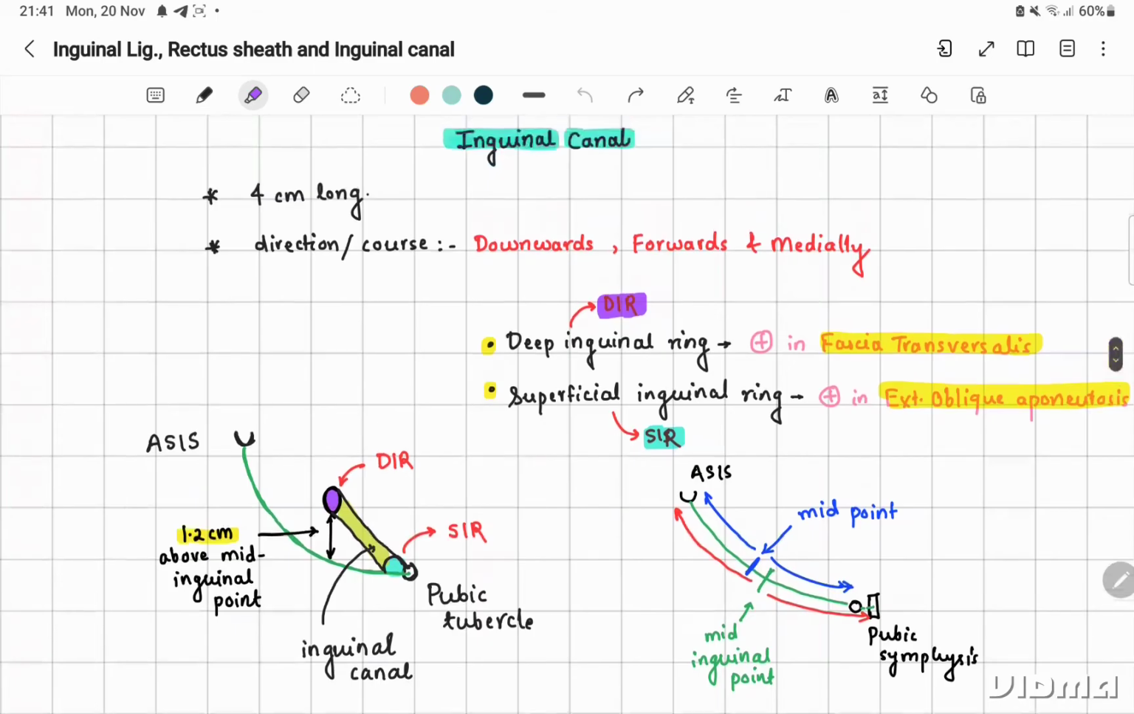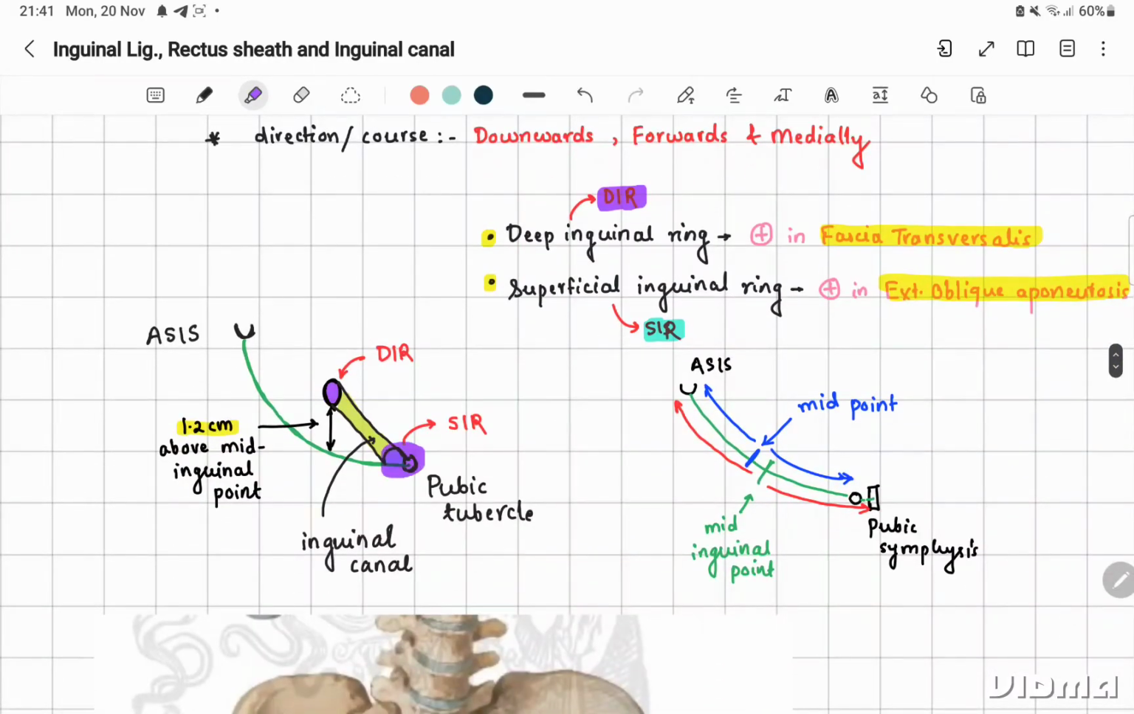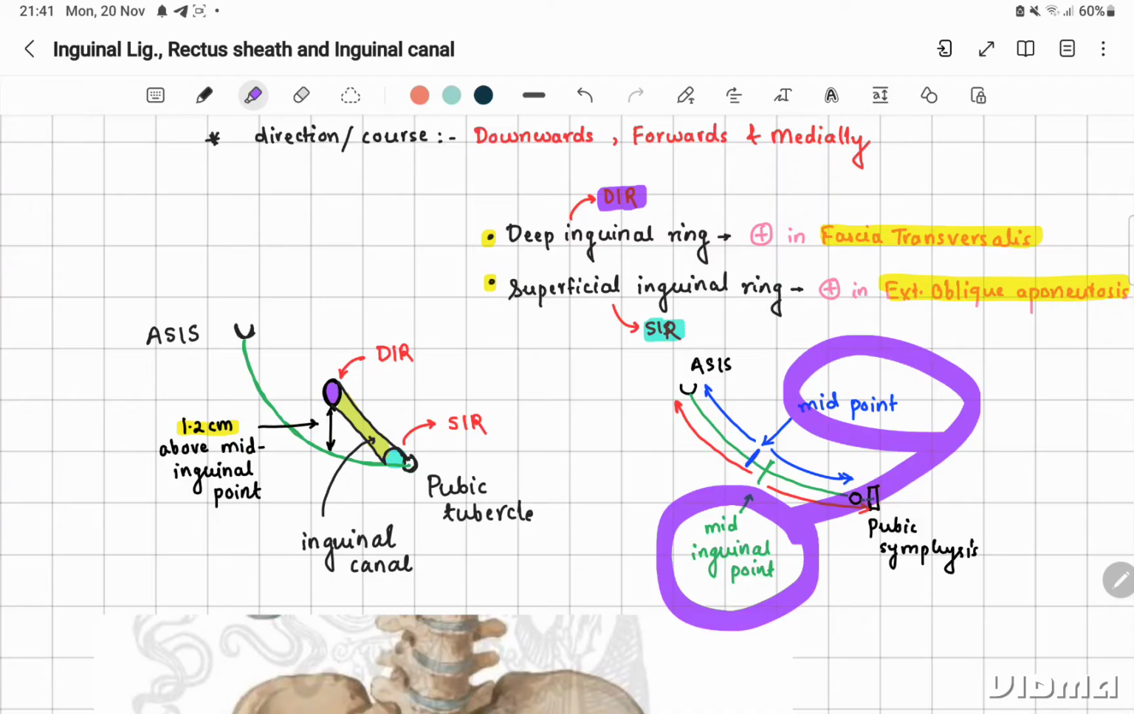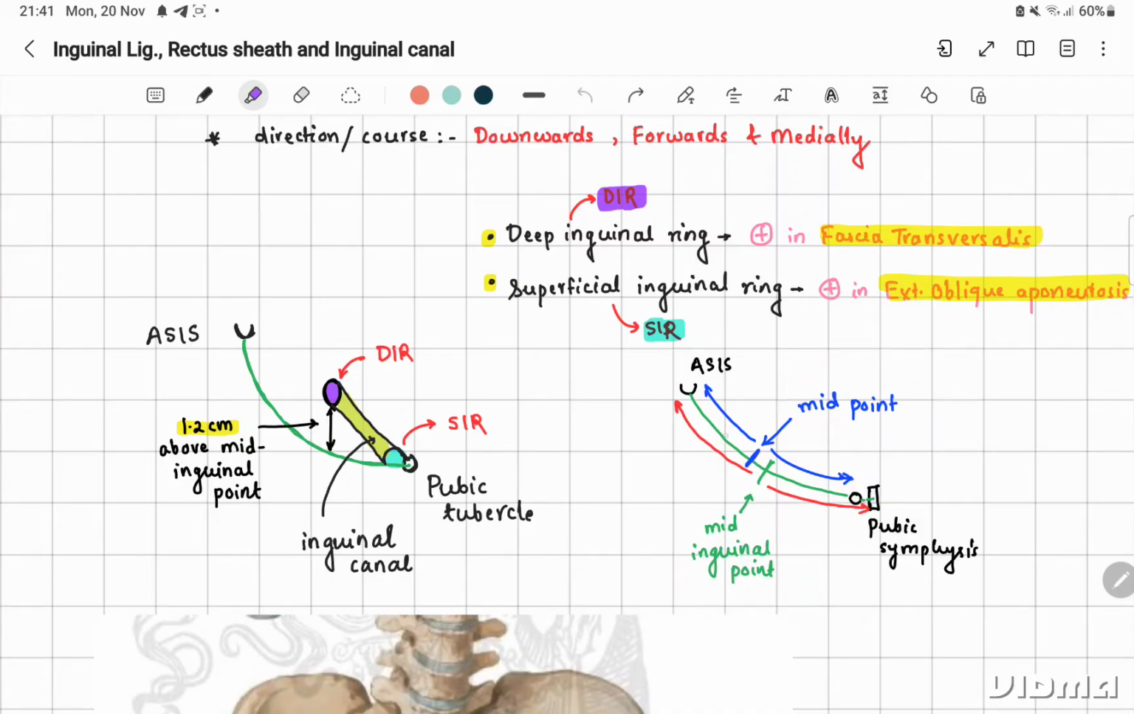The deep inguinal ring is present in the fascia transversalis, and then we have the superficial inguinal ring, which is present in the external oblique aponeurosis. Now, the mid inguinal point is not the midpoint of the inguinal ligament. They are different. Understood?